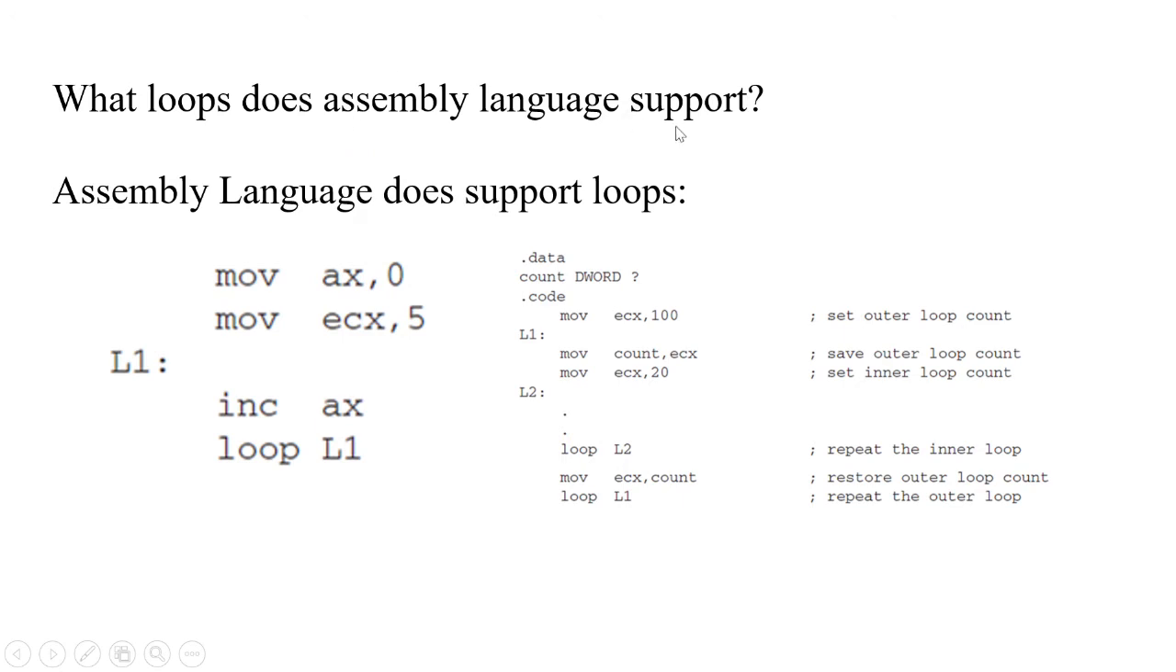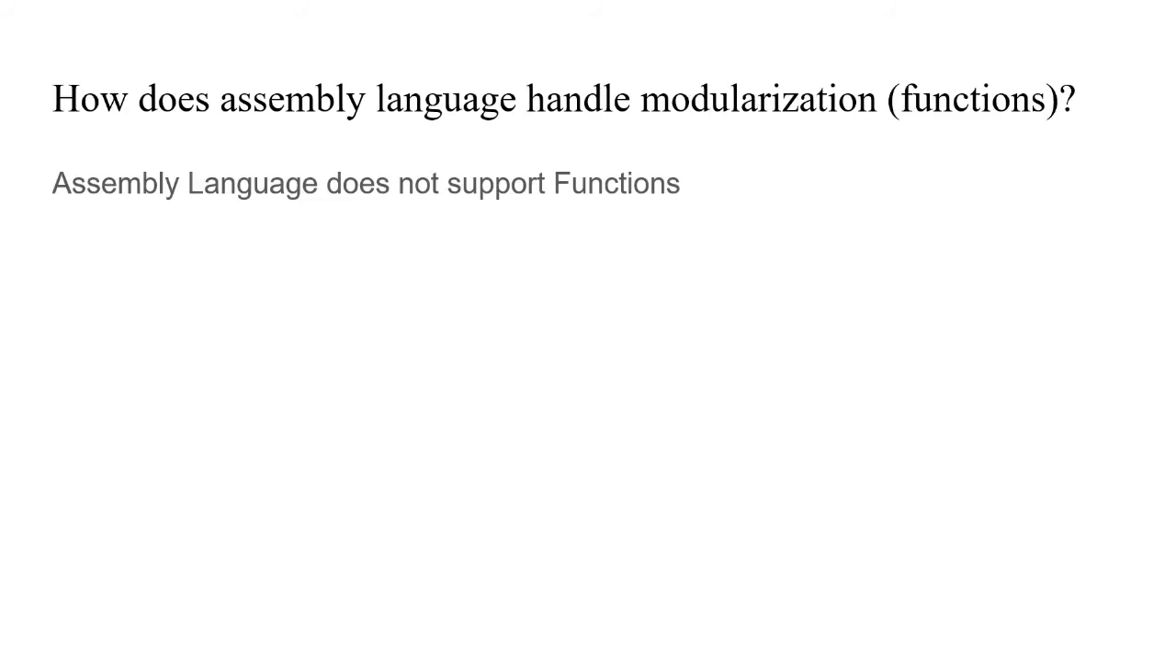What loops does assembly language support? It does support loops. So here's an example of a normal loop. What this does is it increments the AX register 5 times. So you go through the loop, you increase AX by 1, you go through it 5 times. Here's an example of a nested loop. A few little comments. Nested loops aren't really my forte. They're not too complicated, I guess, but they're kind of hard to explain. Assembly language does not support functions.